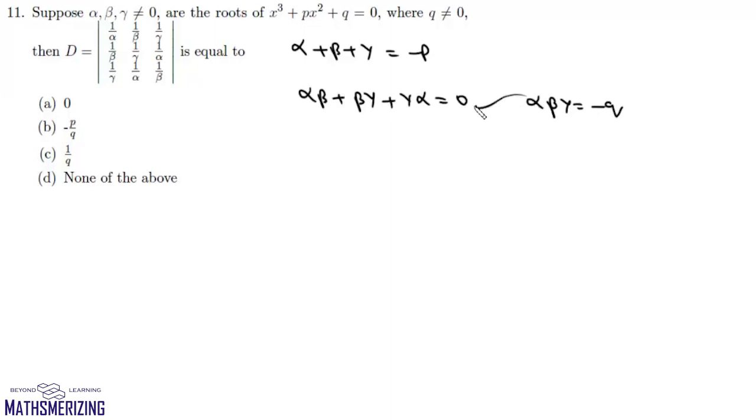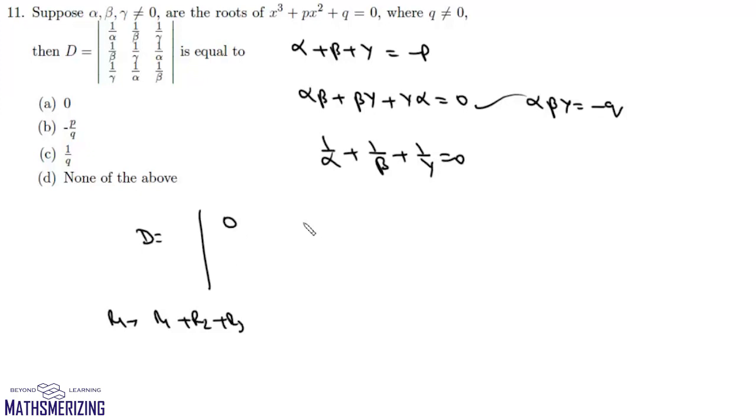Now if we divide the second by the third, we'll get 1 upon alpha plus 1 upon beta plus 1 upon gamma is 0. Now in this determinant, if we take R1 as R1 plus R2 plus R3, we'll get 0 here, and 0 there. So this entire row will be 0. That means the value of this determinant is nothing but 0, and that's your option A.